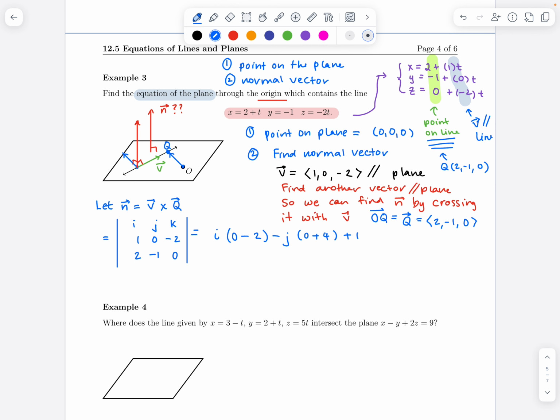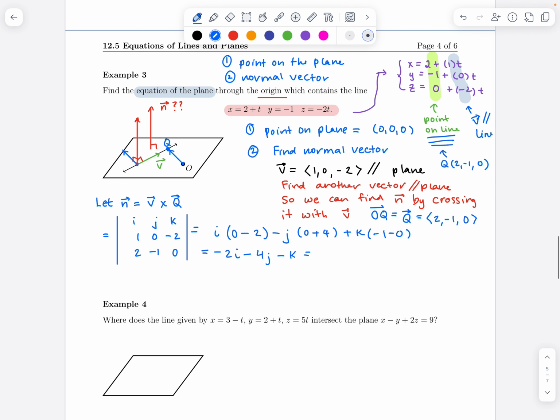And then plus k, we cross out the kth column. When I cross out the kth column, my matrix that I'm left with, when I find its determinant, I'm doing 1 times negative 1 minus 2 times 0. So negative 1 minus 0. And so finalizing that, let's first write it out with the ijk notation. But you can also rewrite it as a vector if you feel more comfortable with the angle bracket notation. And then from there, we now have our normal vector.